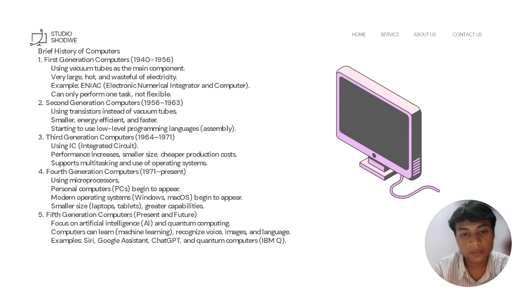critical capabilities. Fifth generation computers focus on artificial intelligence or AI and quantum computing, computers that can learn, machine learning, recognition of voice, image and language. Example: Siri, Google Assistant, ChatGPT and quantum computers.